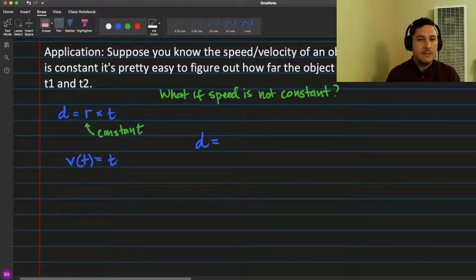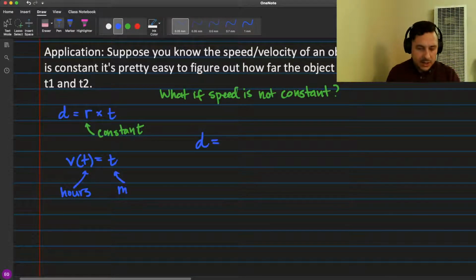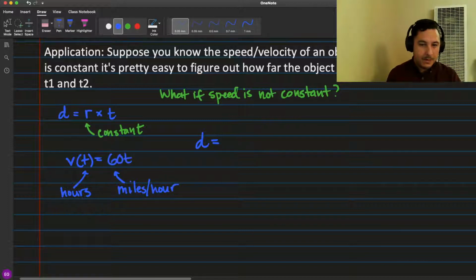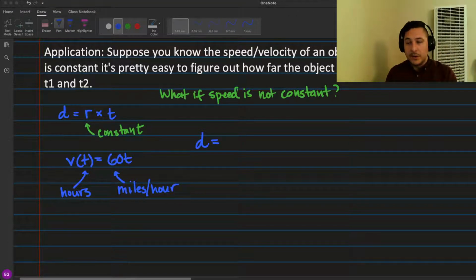So let's say that time is measured in hours. I'm sorry. Time is measured in hours, and the velocity is measured in miles per hour. So at time 0, you are going 0 miles per hour. Actually, let's change this a little. Instead of t, let's make it 60t. Okay, so at time 0, you're going 0 miles per hour.